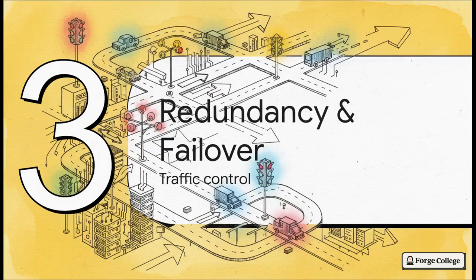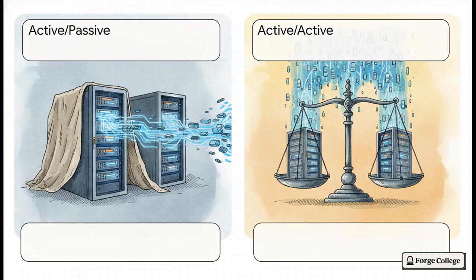How you decide to route your traffic completely depends on how fast you need to go and what you're willing to spend. All right, Section 3, redundancy and failovers. Let's talk traffic control. To build a robust system that actually stays up, you have to design redundancy to kill off single points of failure. You're usually choosing between a warm standby approach or distributing traffic concurrently.